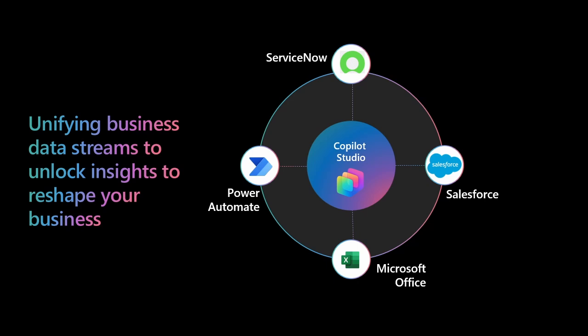Copilot Studio handles the orchestration, the slot filling, and field mapping automatically, so teams can reshape the way they work while IT stays in control. This is AI that unifies your data and moves your business forward without custom engineering.